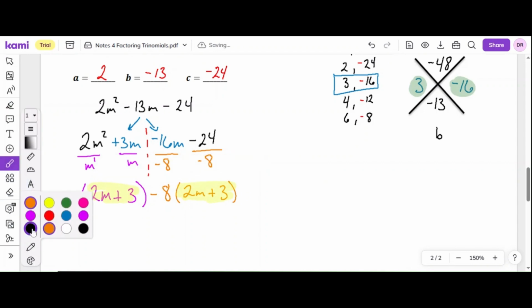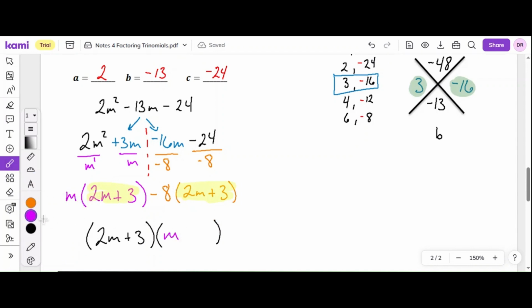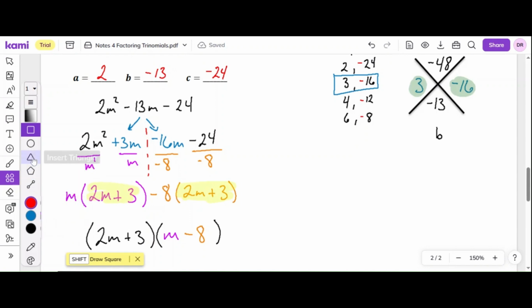So for our final factors, the first factor here, we have a 2m plus 3. For the other factor, we look at our common values that we brought out. From the first half, we brought out a value of m, and the second half, a negative 8. And there are the two binomial factors we need.